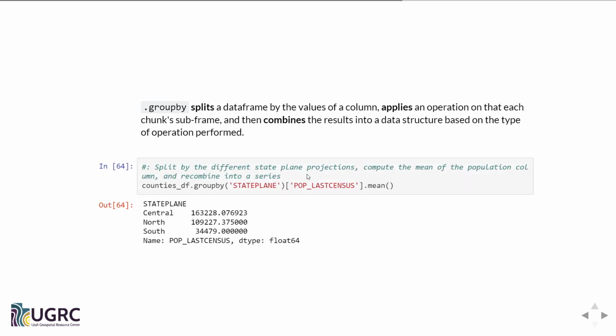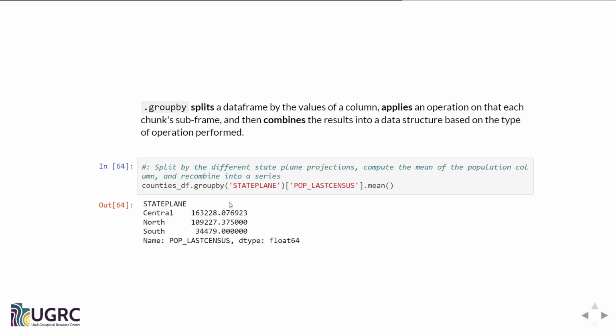So I'm going to group by the state plane, and I'm going to take the average of the last census population and return that based on state planes. So now you can see, okay, south, average population of the counties there is 35,000. It's very heavily weighted by Washington County, otherwise it would probably be in the thousands. Whereas central includes Salt Lake and Utah County. I think it includes Davis as well, much larger. So really quick and easy way to get some summary data about your whole data set based on a category.